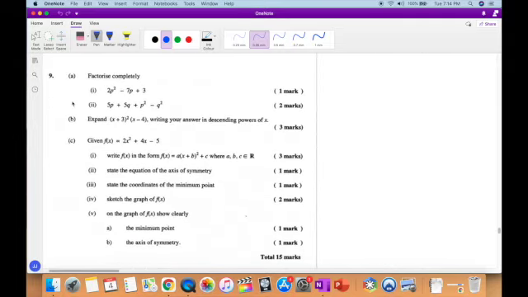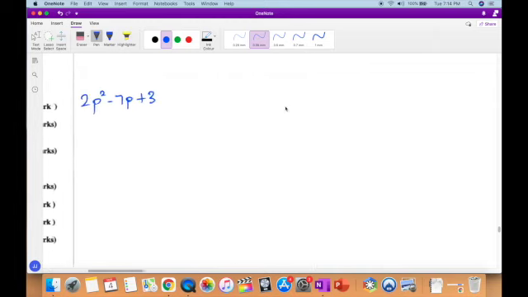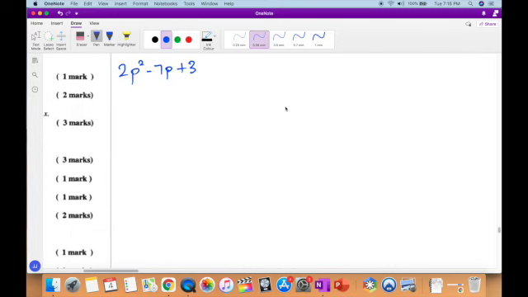So the first one we have here is 2p squared minus 7p plus 3. Factorize completely, that is one mark. I mean, one mark is a little bit brutal for all that work. So I could say 2 times 3 is 6. So I want two numbers that when I multiply them, I will get positive 6, but when I add them, I will get negative 7. So what do you think those numbers are? Those numbers would have to be negative 6 and negative 1, right?